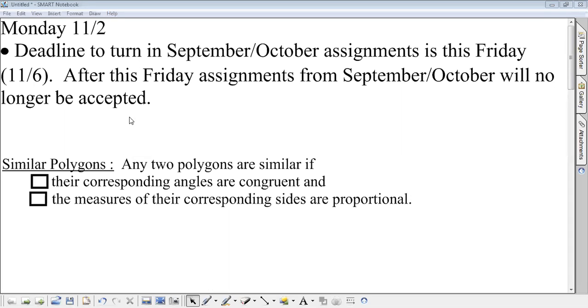Okay, very, very important. Any of the missing assignments you have, you can turn in by this Friday, the 6th. After this Friday, I will not take late work anymore, okay? What that means, if you have any assignments from September, October, the last day you can turn in is by the 6th, by this Friday, okay? You can still turn in November, December work, okay? But I will no longer take September, October.